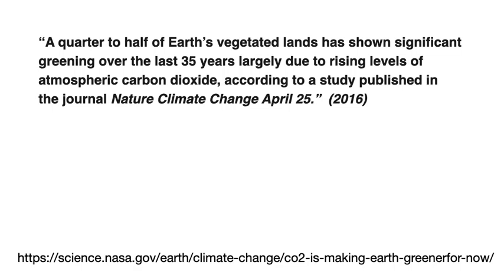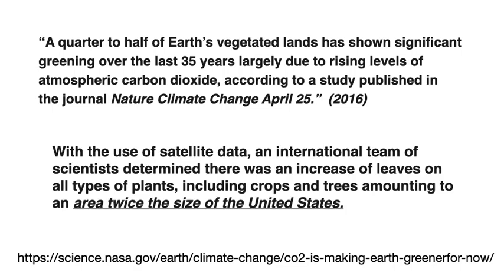A quarter to a half of Earth's vegetated lands has shown significant greening over the last 35 years, largely due to rising levels of atmospheric carbon dioxide. And in the study, they talk about this is because of the increased use of oil, natural gas, and coal. With the use of satellite data, an international team of scientists determined there was an increase of leaves on all types of plants, including crops and trees, amounting to an area twice the size of the United States.